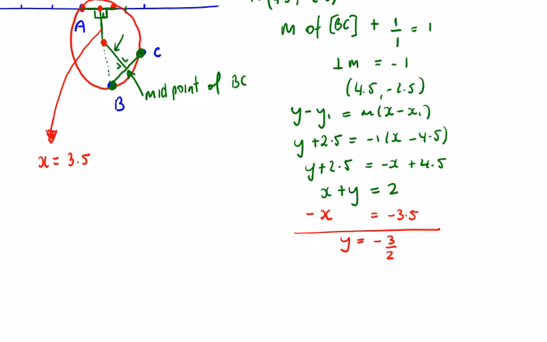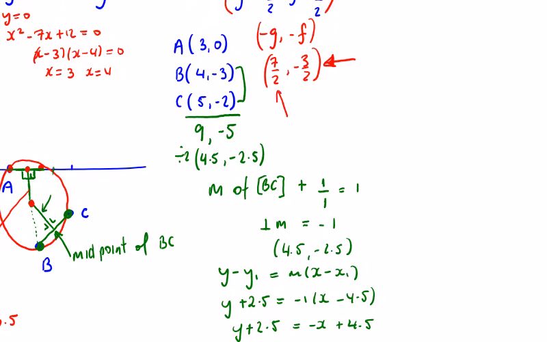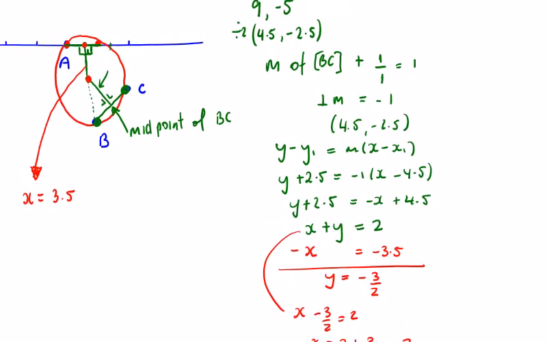If y is equal to minus 3 over 2, I have x minus 3 over 2 is equal to 2. So x is equal to 2 plus 3 over 2. And that's the 7 over 2 that we had as well up here. So we have the center, and now we just need the distance from one of the points to the center.